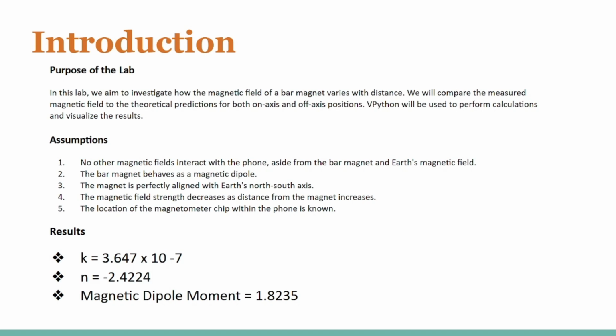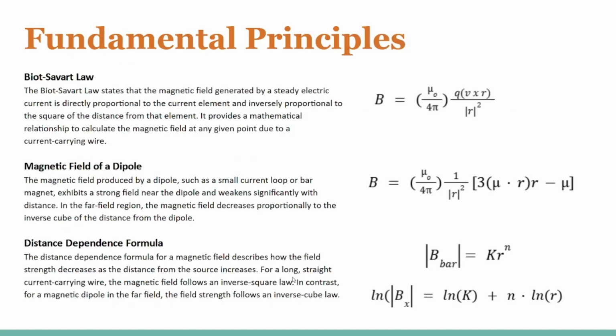Magnetic fields interact with the phone, aside from the bar magnet and Earth's magnetic field. The bar magnet behaves as a magnetic dipole. The magnet is perfectly aligned with Earth's north-south axis, and the magnetic field strength decreases as distance from the magnet increases. Finally, the location of the magnetometer chip within the phone is known. Our results from this are that K is equal to 3.647 times 10 to the negative 7th, n is negative 2.4224, and the magnetic dipole moment of our magnet is 1.8235.